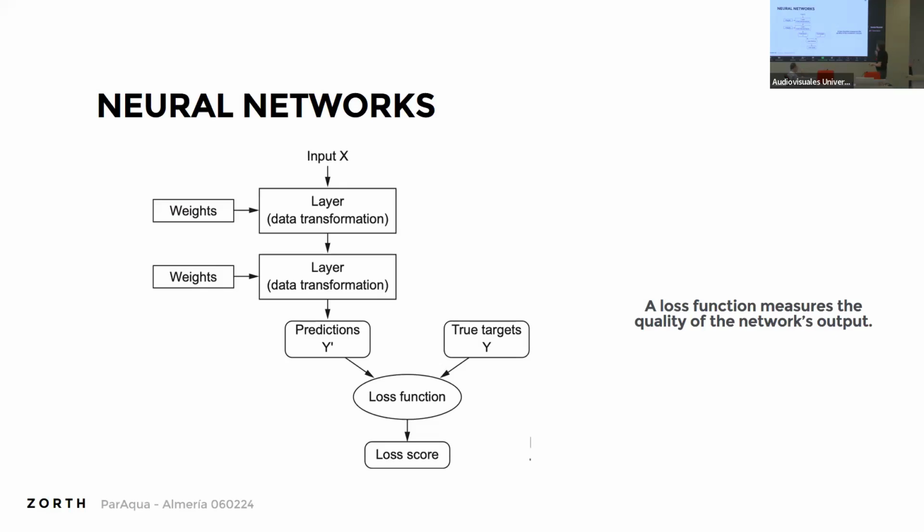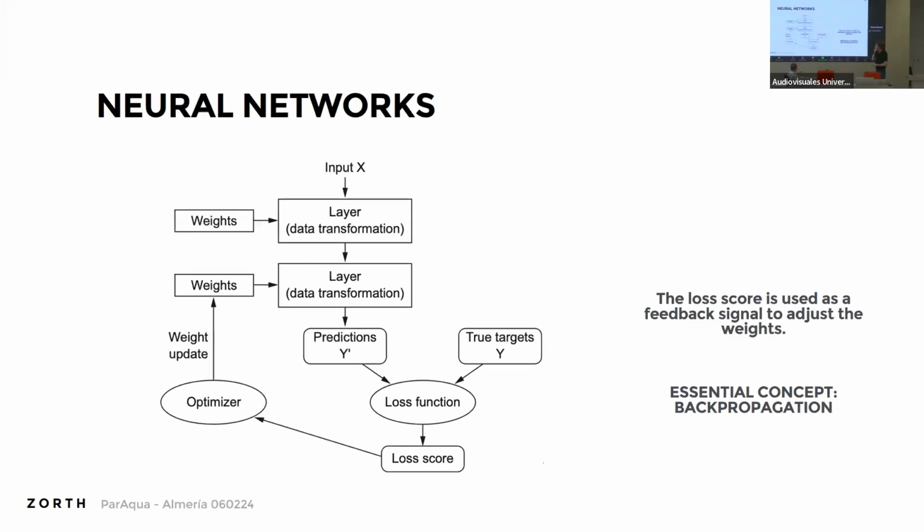Okay. Now that we're able to say if this is good or bad, well, it's just a matter of feeding back that information. And that loss score is being fed back to update the weights through an optimizer. And there are various optimizers as well. We don't want to do math. We just want you to understand what the concept is. The concept that is essential here is backpropagation. We take that loss score and we backpropagate through that optimizer to update the weights.